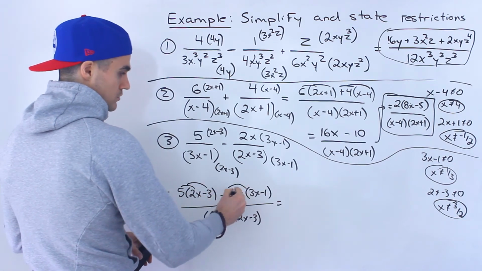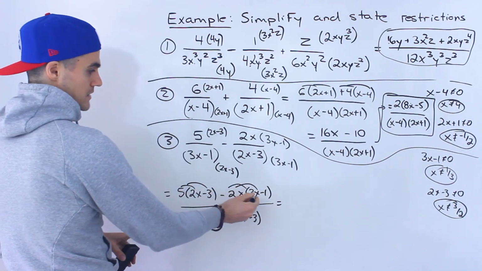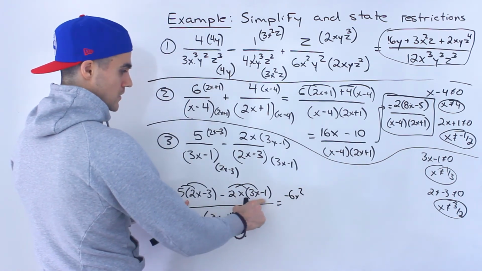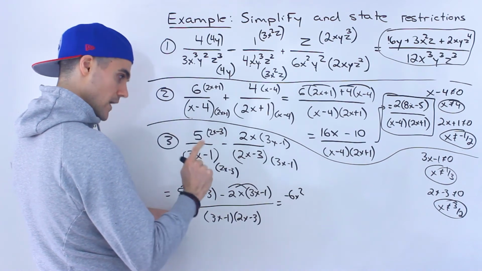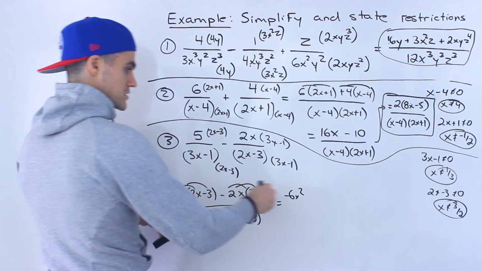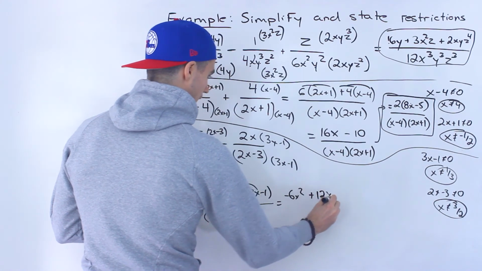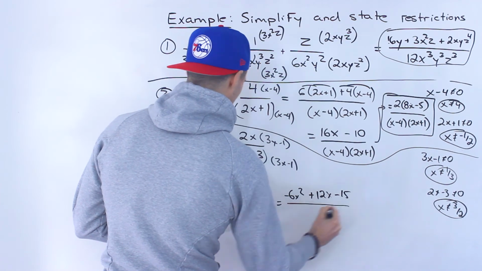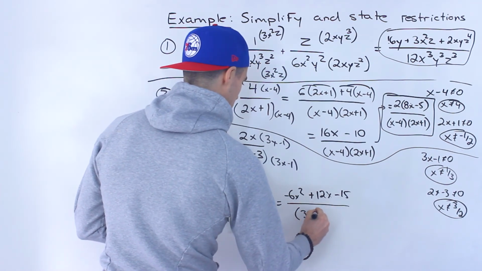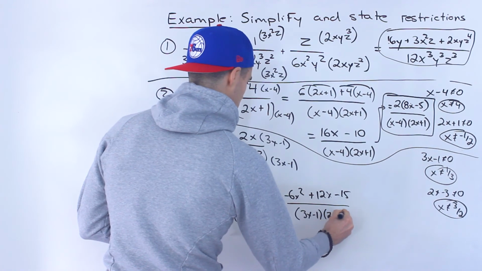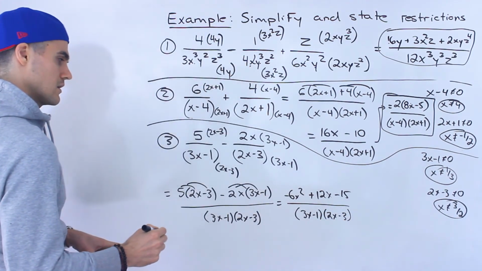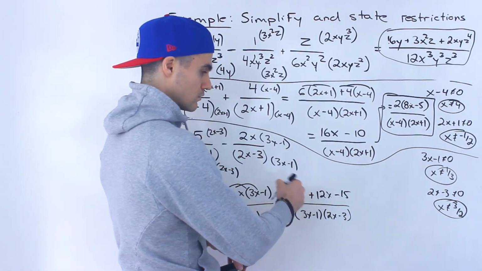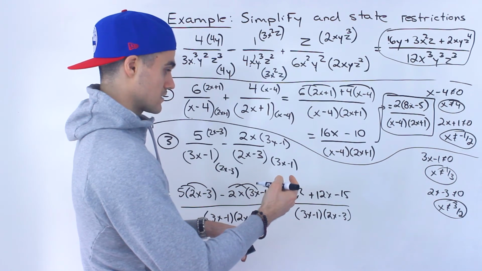So distribute. So notice the -2x times 3x, that would give us -6x squared. Then we're going to have 10x. -2x times -1 is positive 2x. So 10x plus 2x gives us 12x. And then 5 times -3 is -15. All over 3x minus 1, 2x minus 3, like that. And then you want to see if you can continue to factor. And notice that we can.